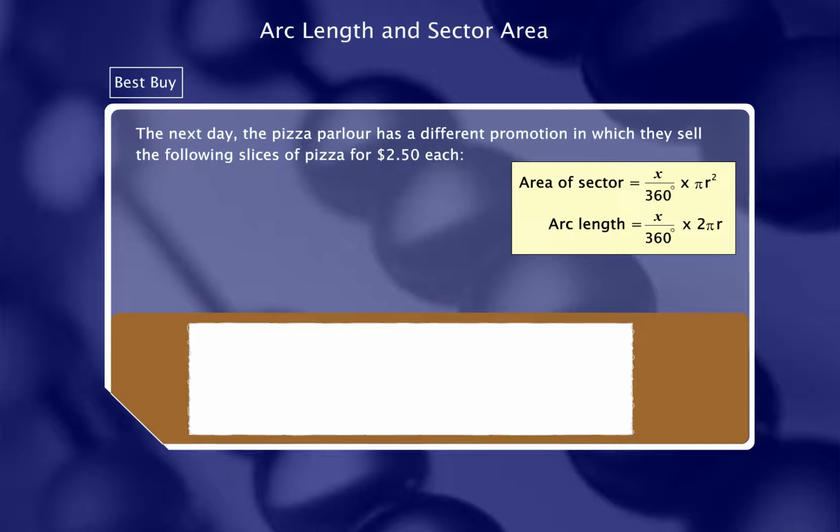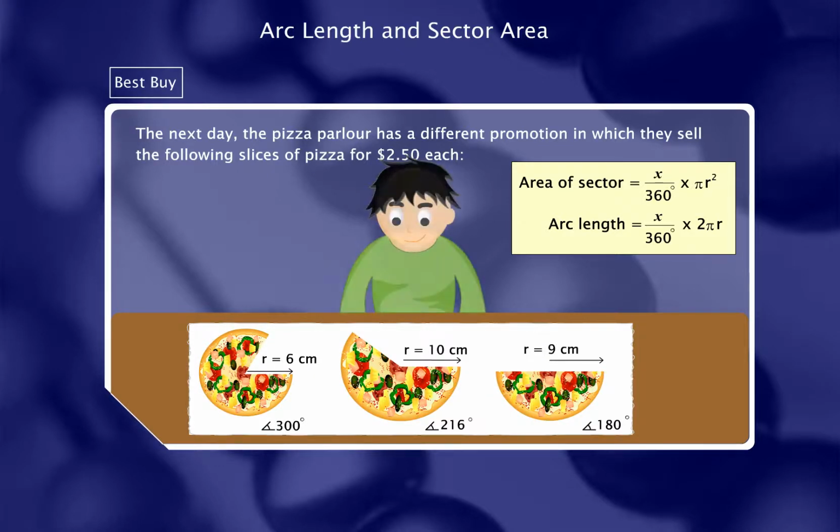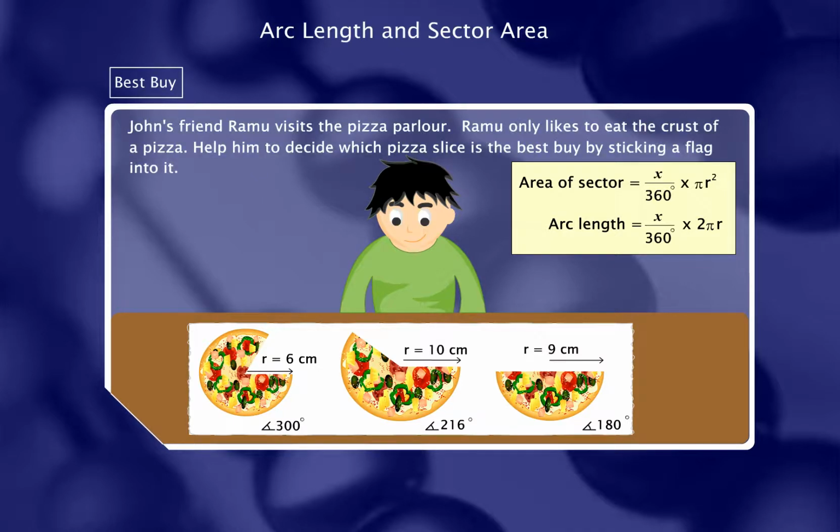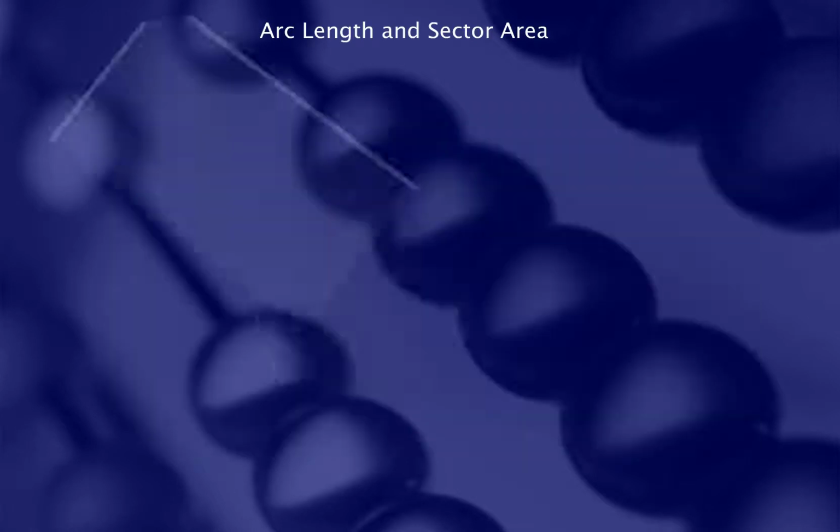The next day, the pizza parlor has a different promotion in which they sell the following slices of pizza for $2.50 each. John's friend Ramu visits the pizza parlor. Ramu only likes to eat the crust of a pizza. Help him to decide which pizza slice is the best buy by sticking a flag into it.